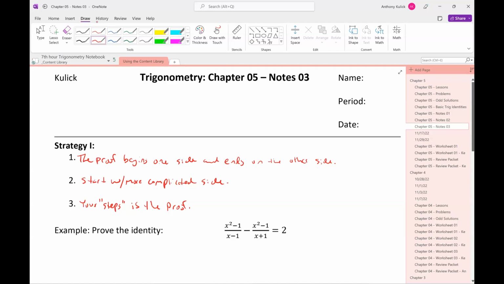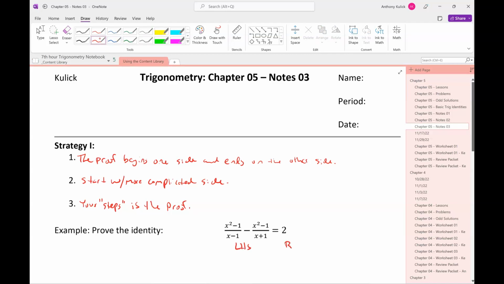Okay. So let's look at a couple of examples here that'll use some of these strategies, and then we'll list some more strategies and do some more examples and list some more strategies, do some more examples, and that's what this is going to look like today. Okay. So let's take a look at this example here.